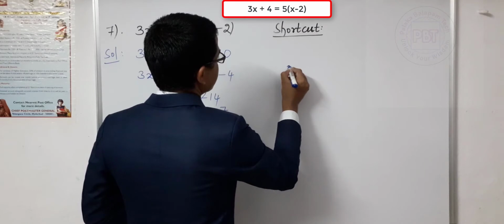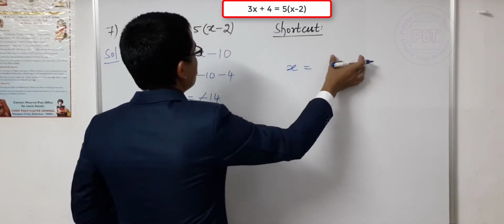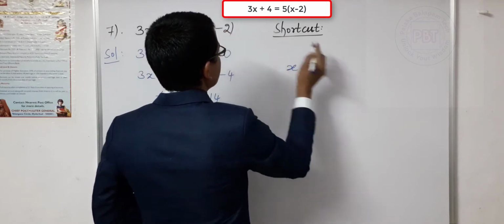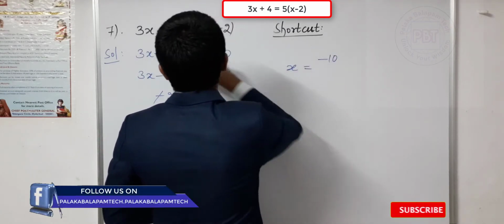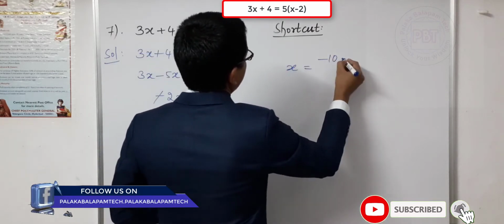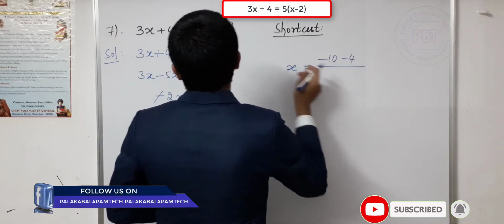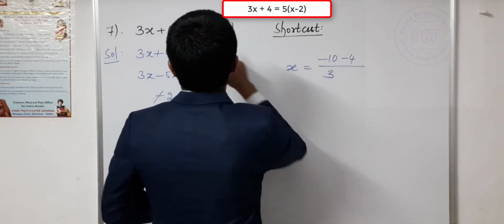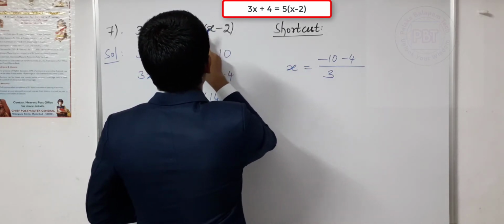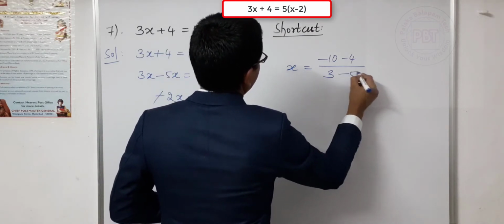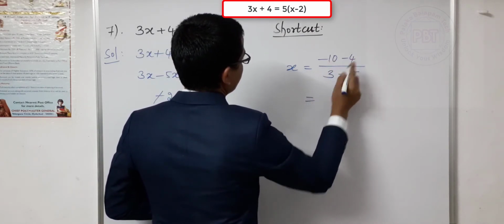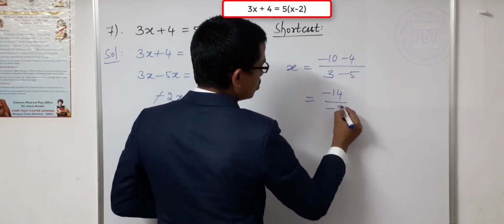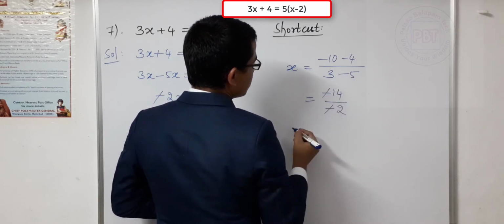The variable is x. X equal to, so in the numerator constants we should write 5 into 2. 5 into minus 2 is minus 10 and here the constant is 4, plus 4 becomes minus 4 by, so here the quotient of variable is 3, and 5 into 1 is 5, plus 5 becomes minus 5 that side. Okay, now minus 10 minus 4 is minus 14 by 3 minus 5 is minus 2. Minus minus get cancelled on both sides.